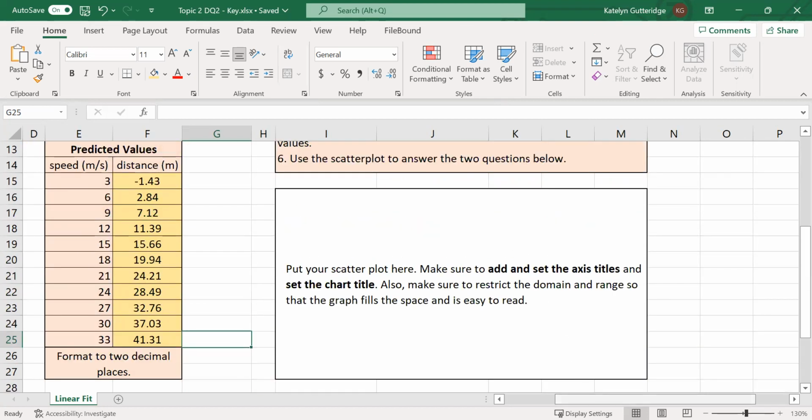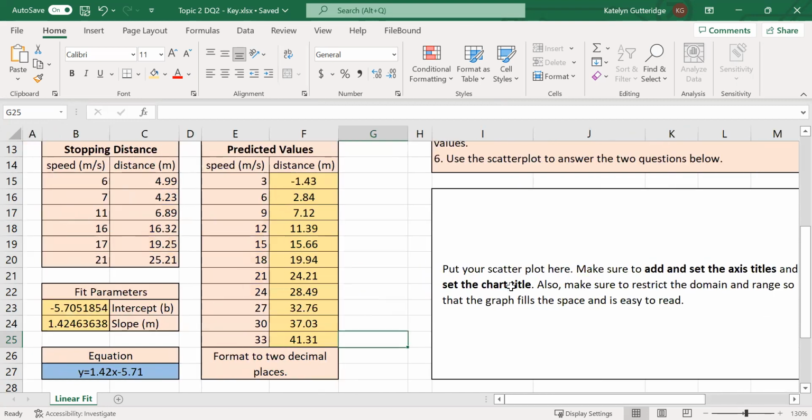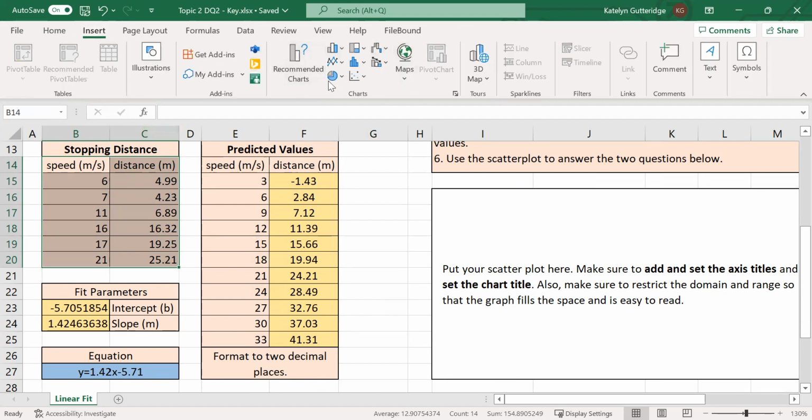Okay, so first step, we need to make a scatter plot of the stopping distance. The stopping distance was the very original data, so it's going to be what we started with. This is what we're going to make a scatter plot of. So I'm going to highlight the data I want to make the scatter plot of. I'm going to go to Insert. I'm going to find my charts.